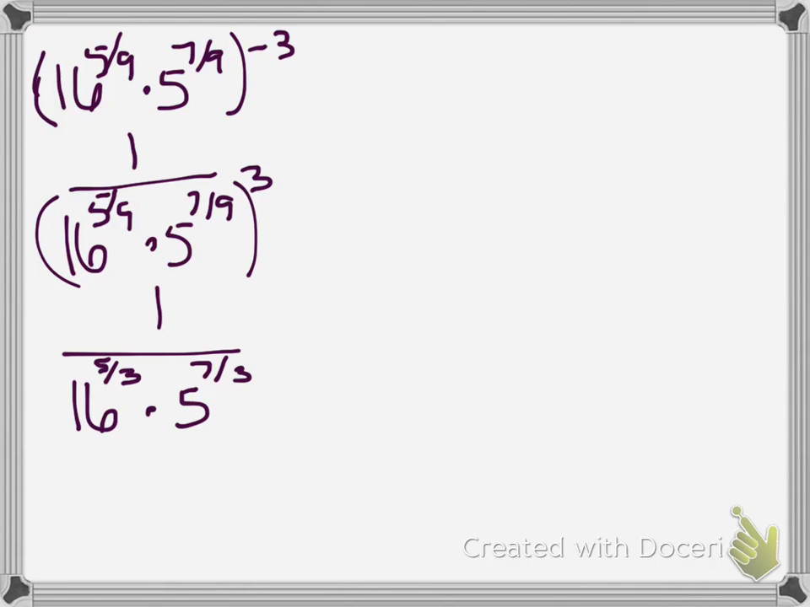Now, remember, since the bases aren't the same, we really can't deal with these in terms of exponents. So therefore, we're going to put them back as radicals. So what would the radical be for 5/3? Cube root of 16 to the 5th power. You got it. And additionally, it would be 5 to the 7th.